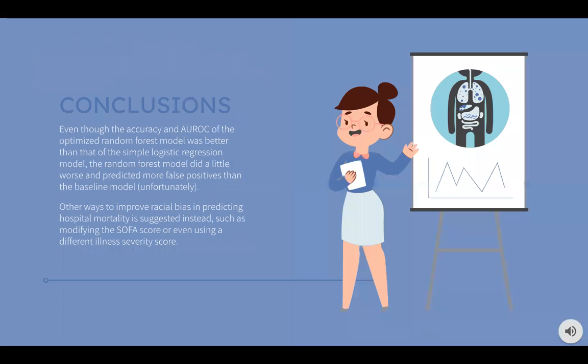But to conclude, even though the accuracy and error of the optimized random forest model was better than that of the simple logistic regression model, the random forest model did a little worse and predicted more false positives than the baseline model, unfortunately. So other ways to improve racial bias in predicting hospital mortality are suggested instead, such as modifying the SOFA score or even using a different illness severity score.